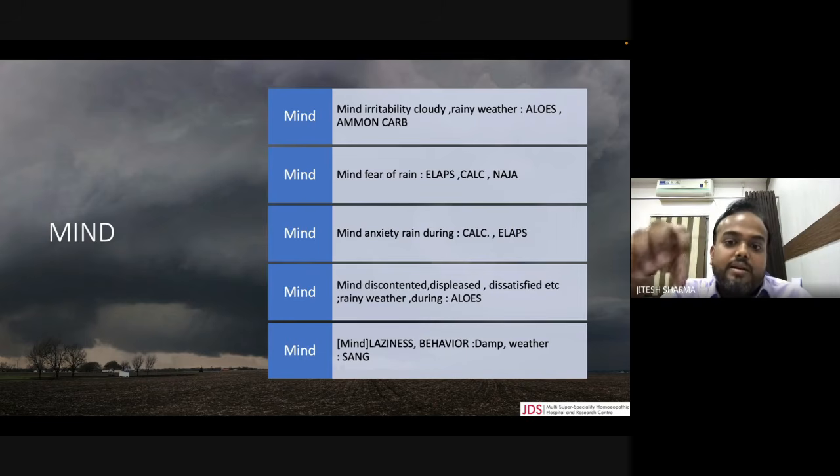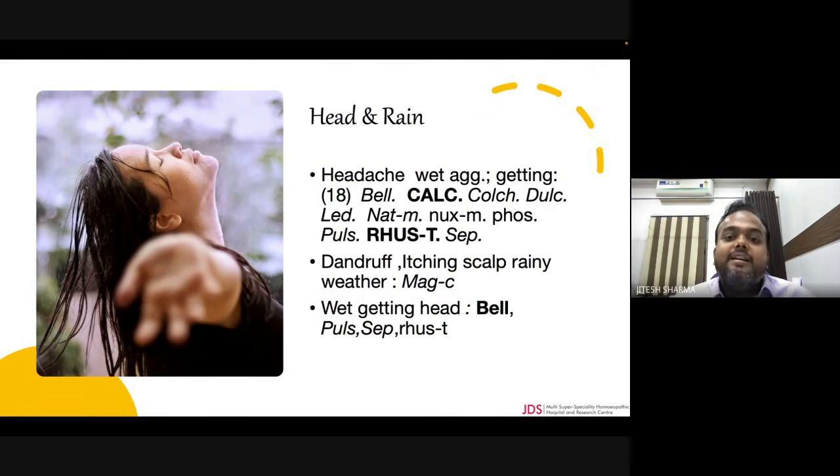Next, mind, anxiety during rain. That is also Calcarea carb and Elaps. Next, mind, discontent and displeased, dissatisfied in rainy weather, Lachesis is the single remedy for this. Laziness in damp weather. Imagine there's a lot of laziness in damp weather. That is Sanguinaria canadensis. Next, head.